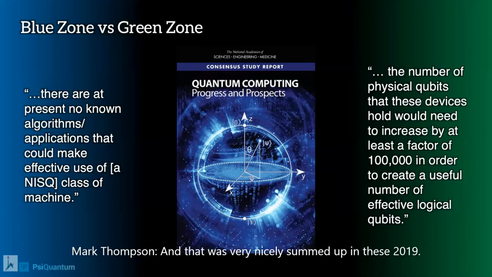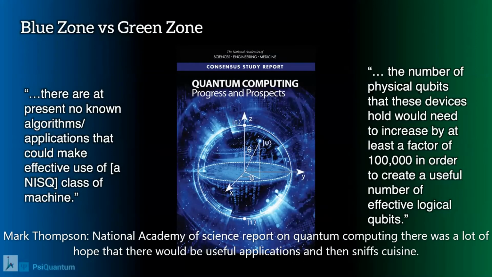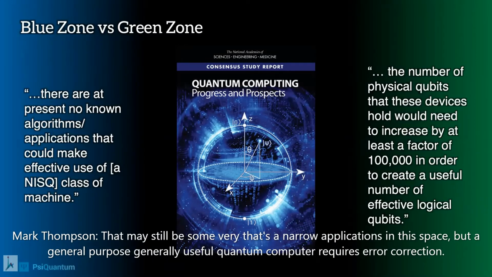And that was very nicely summed up in this 2019 National Academy of Sciences report on quantum computing. There was a lot of hope that there would be useful applications in this NISQ regime. There may still be some, let's say, narrow applications in this space, but a general-purpose, generally useful quantum computer requires error correction.